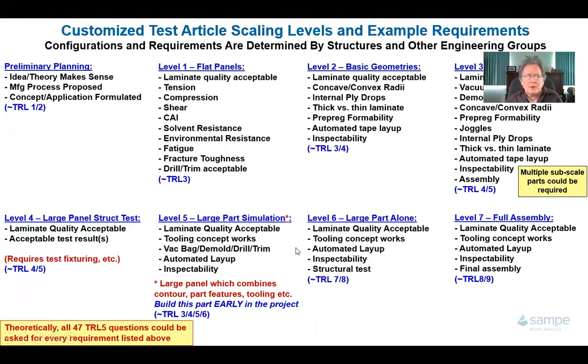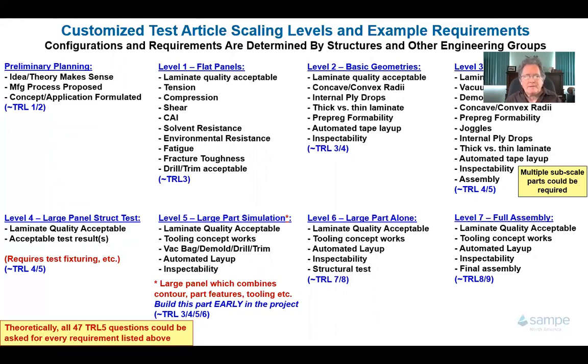This is the one that I'm using as kind of my distant early warning signal to tell me what's likely to fail when I get to a large integrated part. So early on in the program, I'm going to build a fairly large panel that combines the contour, the part features I expect to cause problems, and all the tooling features. So I make this complicated part and I build this early in the project. And most likely, the first one that I build will fail.